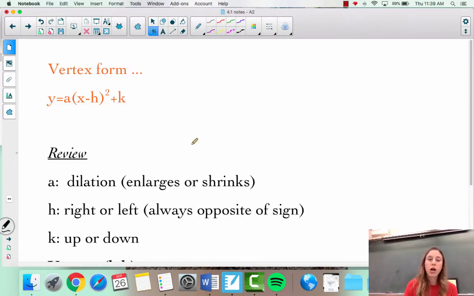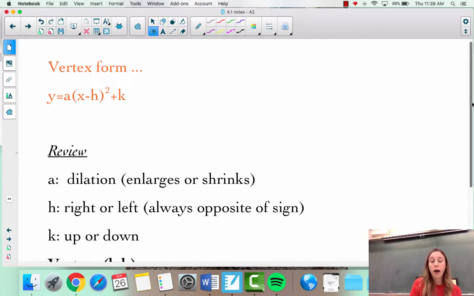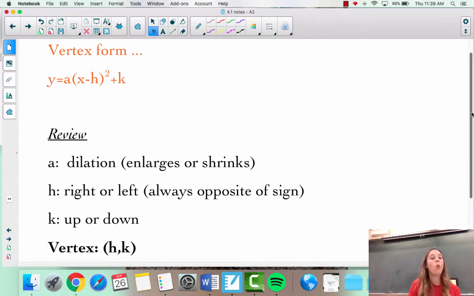The last form we're going to talk about in this video is the vertex form. I've gone ahead and rewritten that for you. But before we actually use it to graph, I want to remind you of a couple key things about this form. If you remember back from Unit 1, we could look at these graphs, or these equations, and tell which way they were translated. So remember, the number in front tells if it's a dilation, whether it enlarges or shrinks. The number inside the parentheses tells you if it goes right or left, and then that number at the end tells you if it goes up or down. And all of that should be reviewed from Unit 1.